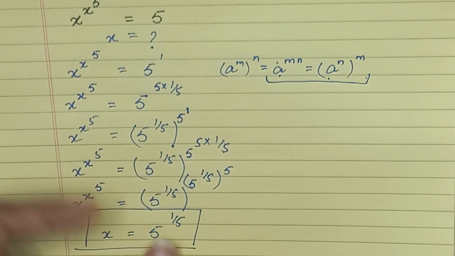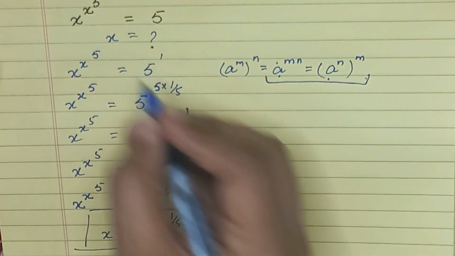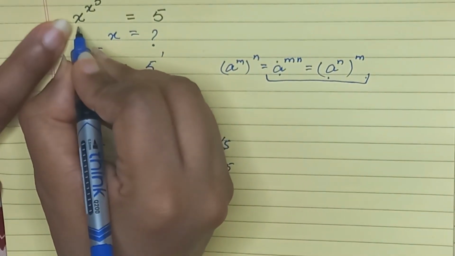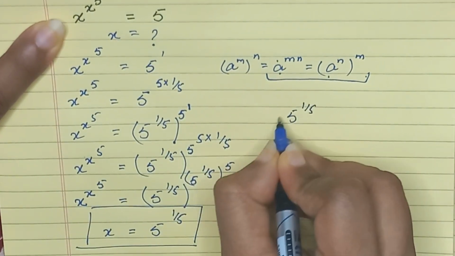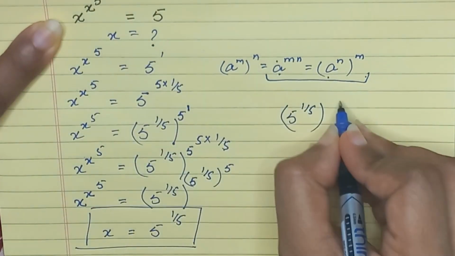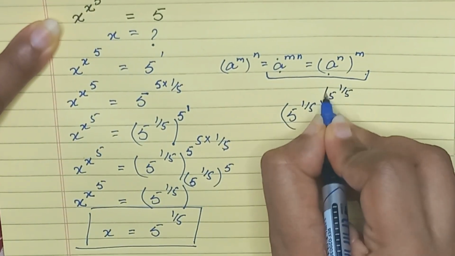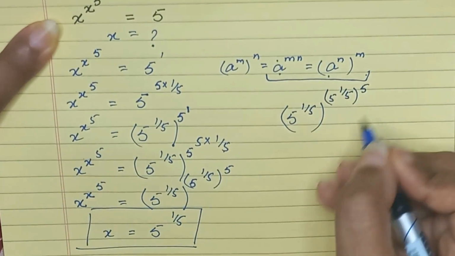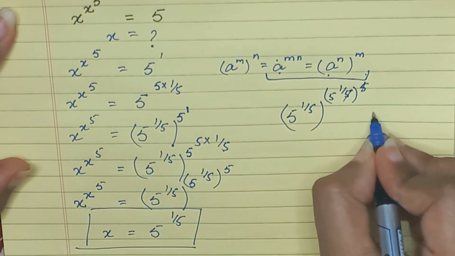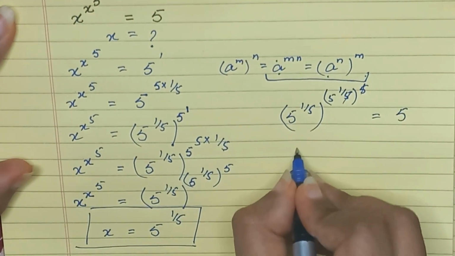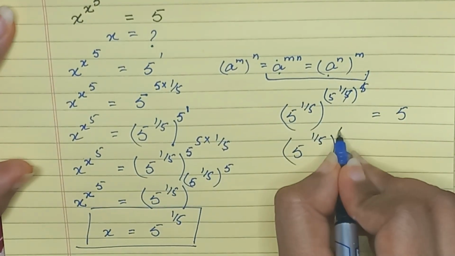Now you can check whether the value of x satisfies our given equation or not. So let's start. We will put the value of x here, so it will become 5 raised to the power 1 divided by 5, and again raised to the power x means 5 raised to the power 1 divided by 5, and again its power is 5. So this power and this power will be cancelled out, so it will become 5 raised to the power 1 divided by 5 and its power 5.